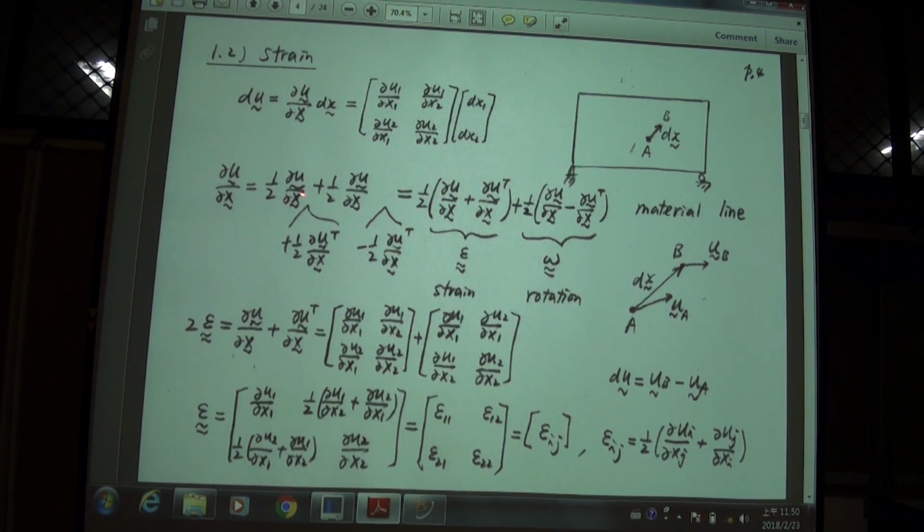But now we can rewrite this term as this term plus this term here, and then this term as this term plus minus this term here. So finally, partial u partial x equals 1/2 this one and 1/2 this one. And then this is the strain, this is the rotation.